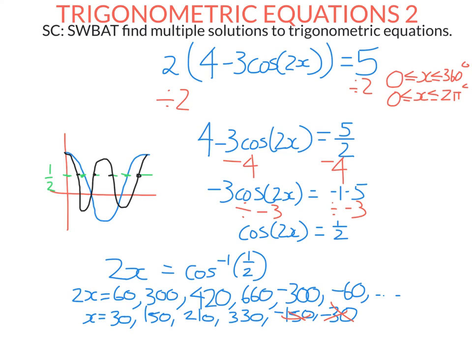So we found all the solutions in degrees. Of course, if we want to find them in radians, all we need to do is change each of our 4 solutions to radians by timesing by pi over 180. So 30 is equal to pi on 6, 150 is equal to 5 pi on 6, 210 is 7 pi on 6, and 330 is 11 pi on 6.